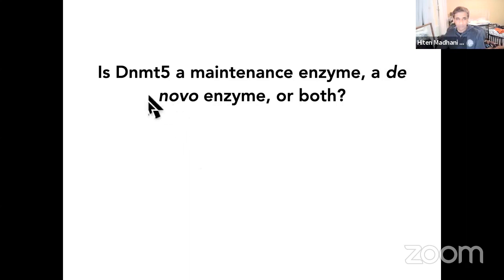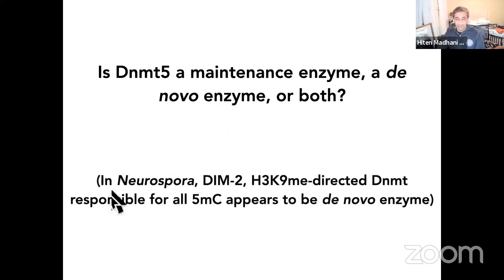Okay, so the first question we asked is whether DNMT5 is a maintenance enzyme, a de novo enzyme, or both. And what I should mention is that DNMT5 is the only cytosine DNA methyltransferase encoded in the genome. So we assumed that it would either be a de novo enzyme or both a de novo enzyme and a maintenance enzyme. And I should mention that in Neurospora, which has been studied by Eric Selker, as I mentioned earlier, it appears to be a de novo enzyme and perhaps also has some maintenance activity.